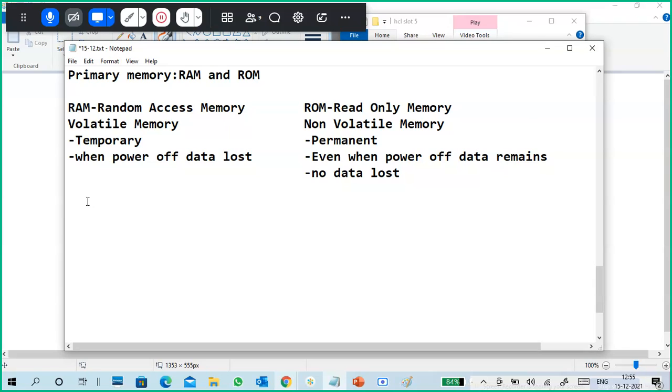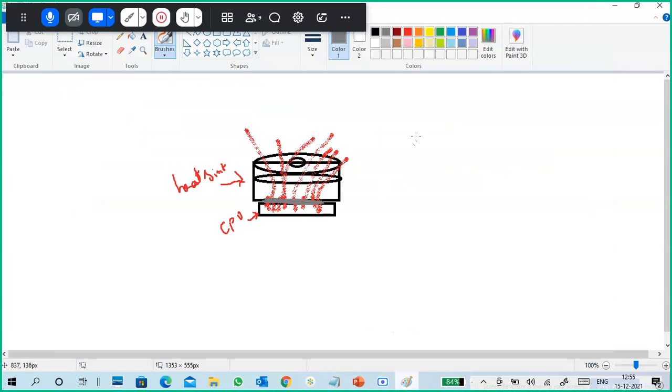So first of all we'll see what is RAM. Already we discussed about RAM kind of stuff. This is a CPU and this is the RAM.